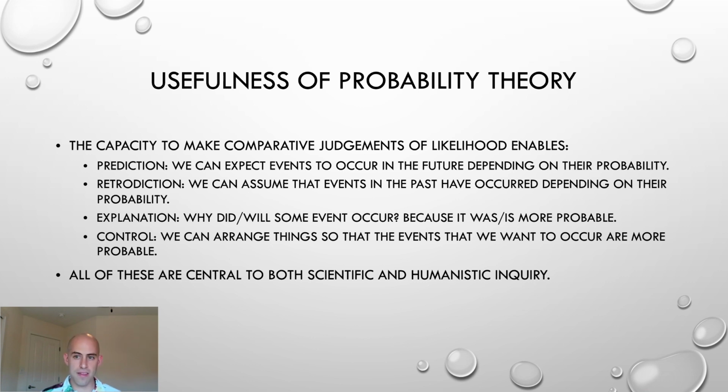We can explain things using probability. We can say, well, why did or will some event occur? Well, because it is or was more probable, right? And finally, we can control things using probability, right? We can arrange things so that the events we want to occur are more probable, and that can serve all kinds of useful purposes for us. And recall in talking about patterns, the way that I highlighted this controlling role of patterns, that's something that can be understood probabilistically as well. And all of these activities, prediction, retrodiction, explanation, control, and likely many others, are all central to both scientific and humanistic inquiry, right?